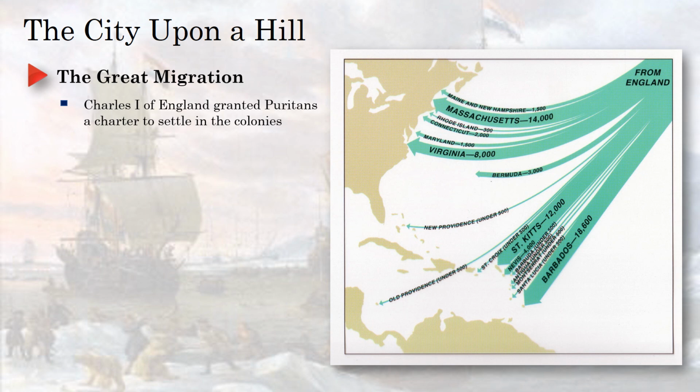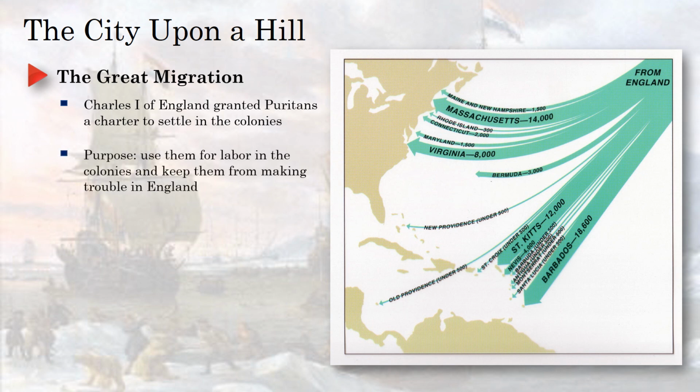And if you'll note from the map to the right, they went to more than just Massachusetts. They ended up all over the New World. The largest single destination being Barbados. 18,000 of these Puritans go and they settle on the colony of Barbados.